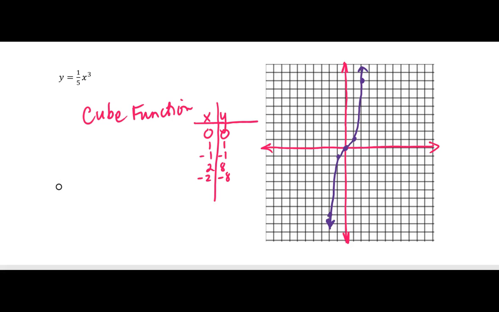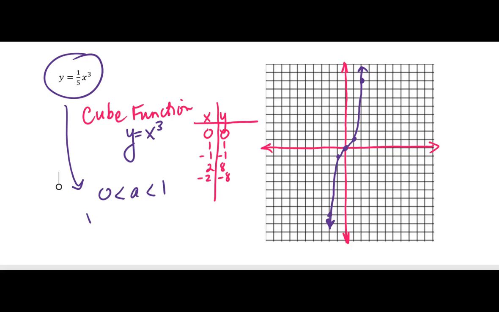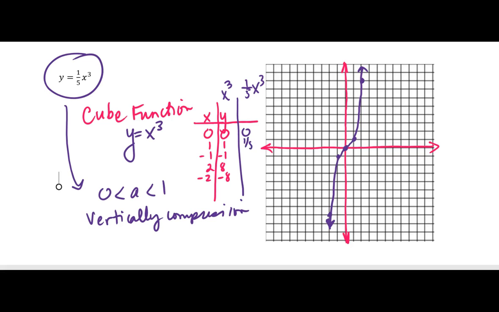Now we're going to look at our function and consider what transformations have been made. So our cube function was y is equal to x cubed. That's our basic function. Now we have a 1/5 as a coefficient. When we have a coefficient that is between 0 and 1, then we're going to have vertical compression. And what that means is that our output, when we had x cubed, now we're going to have 1/5 of x cubed. So if you think about it, everything will just be divided by 5.